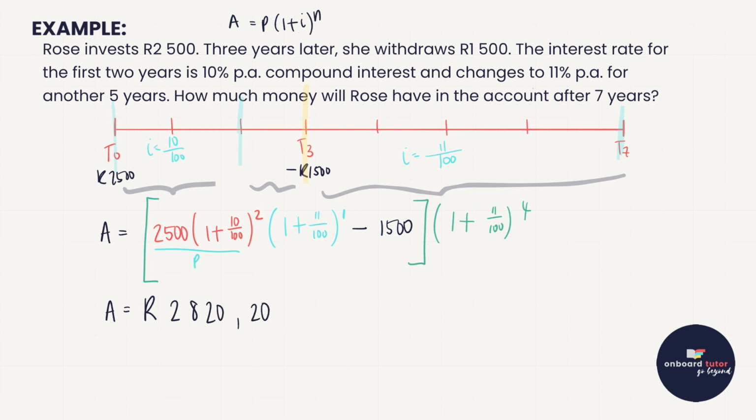Remember, with financial maths, we need to give our answers in rands and cents. So it's always going to be 2 decimal places, whether the question specifies that or not. We will just be expected to know it.